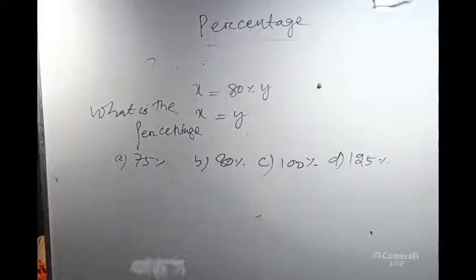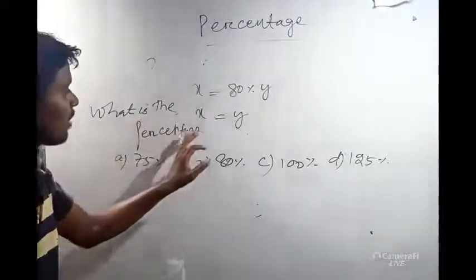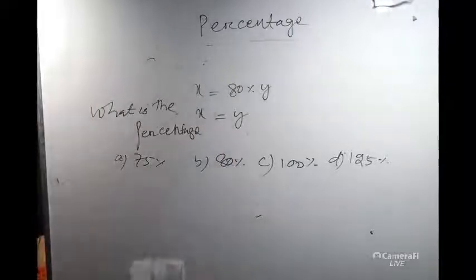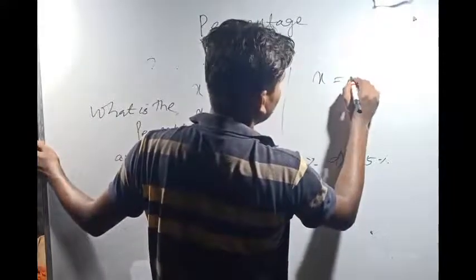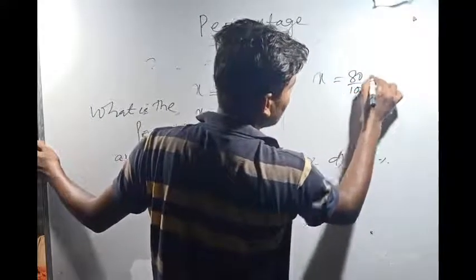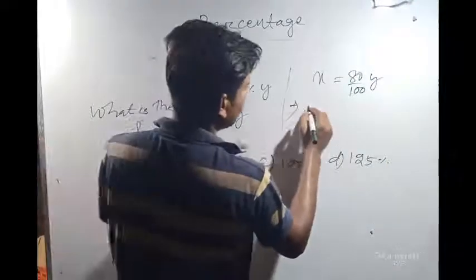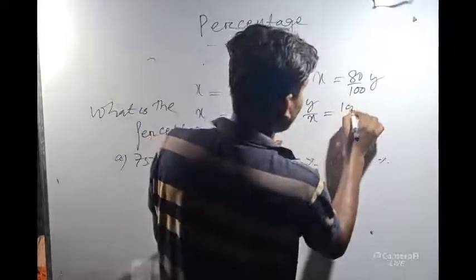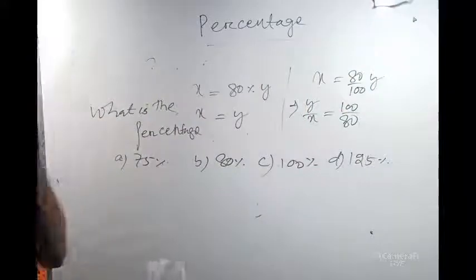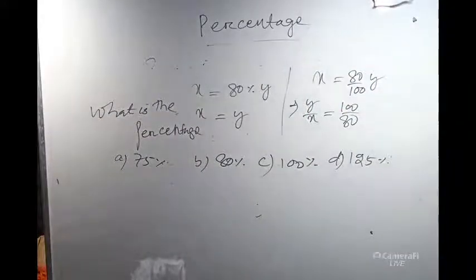Eighty percent. Yes, sorry. X equal 80% of Y. X is 80% of Y. Then what percent of X is Y? Here X equal 80% of Y. Okay, then Y by X equal 100 by 80.